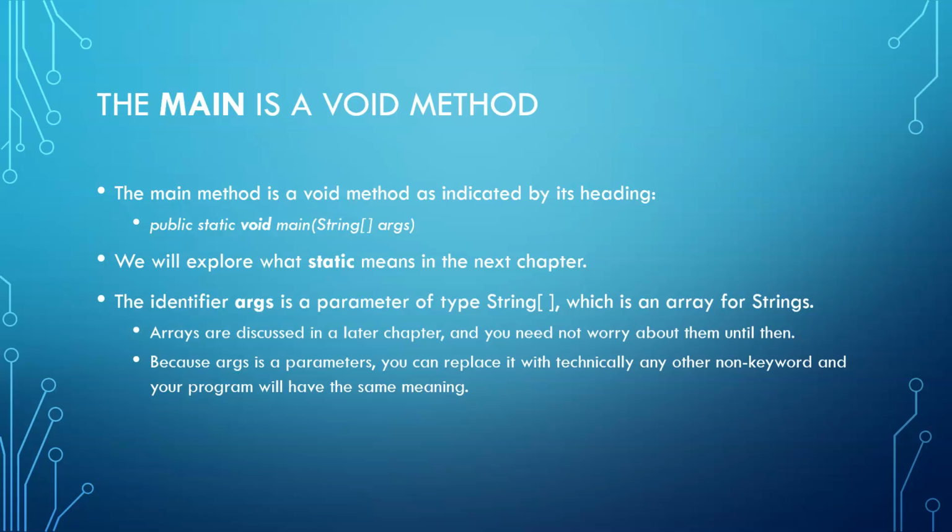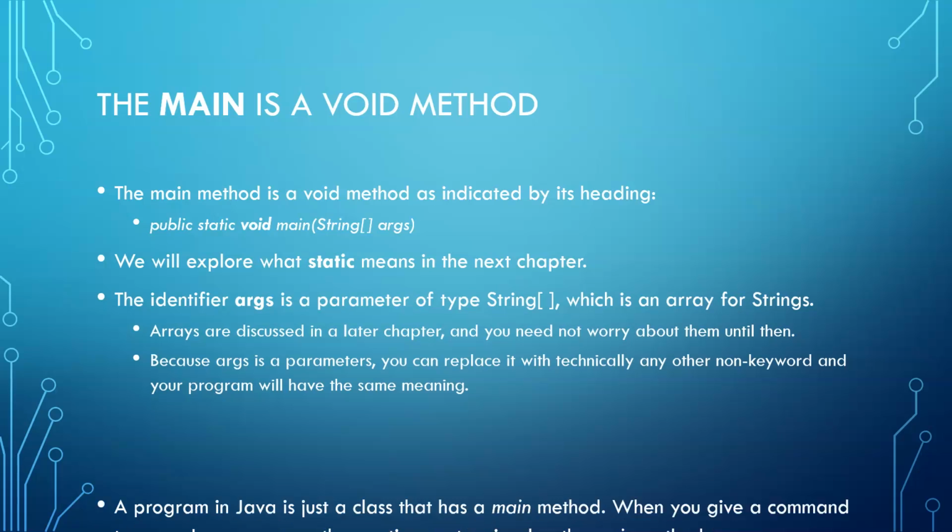Now, args, as I mentioned, is a parameter. You could technically replace it with any other non-keyword, and your program will still have the same meaning. So instead of public static void main String args, I could have it say public static void main String goldfish, and it would have the exact same meaning. It's not going to affect how your program runs. The only reason why we use args is because it's kind of like the given convention for making all the main programs.